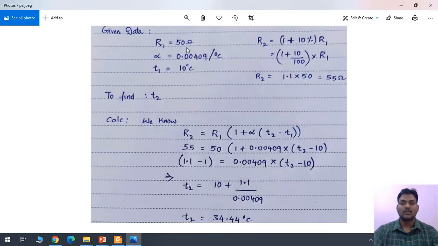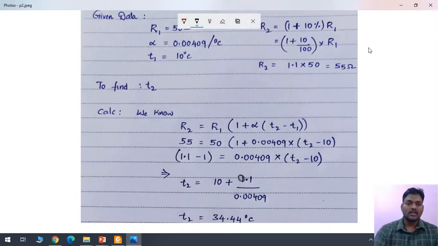So given data: R1 is given as 50 ohms, alpha is 0.00409 per degree Celsius, T1 is given as 10 degrees Celsius. We know R2 is increased by 10%, so 1.1 into 50, that is 55 ohms. R2 is 55 ohms. You have to find T2. We know the formula R2 equal to R1 into 1 plus alpha into T2 minus T1. So you substitute the values: 55 by 50 is 1.1. You bring this to the left hand side.